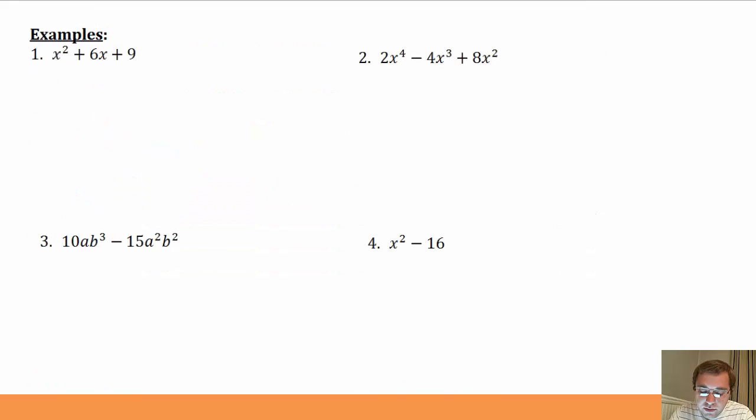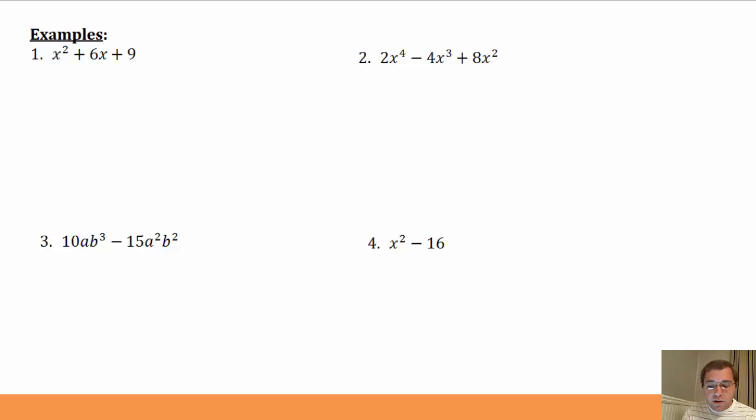So example number 1, x squared plus 6x plus 9. The greatest common factor of the 3 terms is 1 because x squared has a 1 in front of it, so there's nothing else that will divide into it. So we proceed. It's 3 terms, it's a trinomial, so we try to factor it.